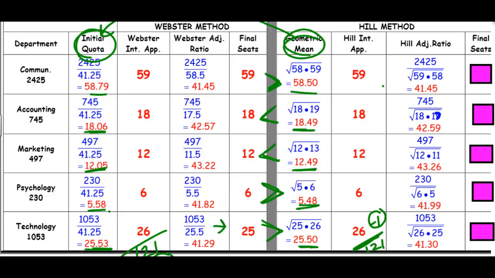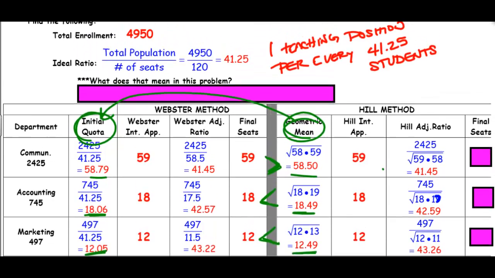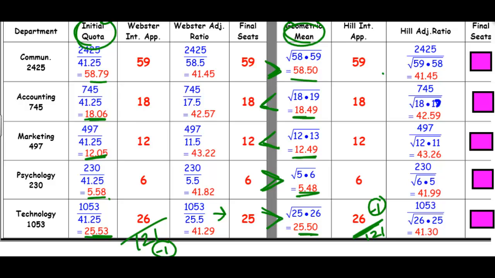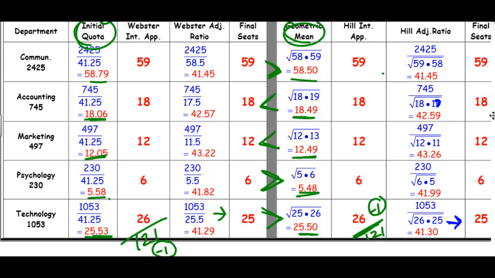Remember, the adjusted ratio always works the exact same way. So we come up here, and 41.25 is the ideal ratio. This last one is the one that is closest to 41.25. So this one will lose the seat, from 26 to 25, and everybody else will stay the same.